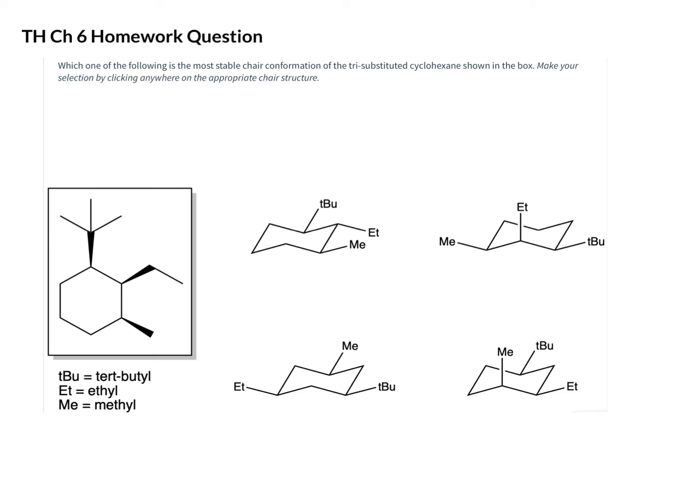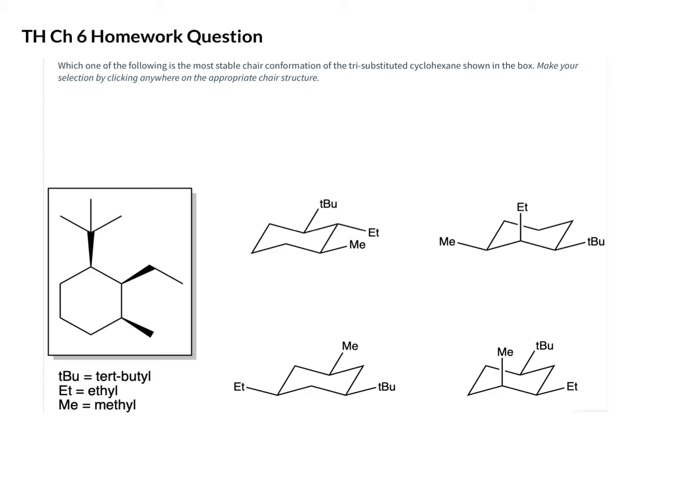In this question, you were asked to pick the most stable chair conformation of the structure shown in the box. And a lot of people incorrectly choose this first structure or this structure down here because they immediately see three substituents equatorial and think that that must be the most stable.